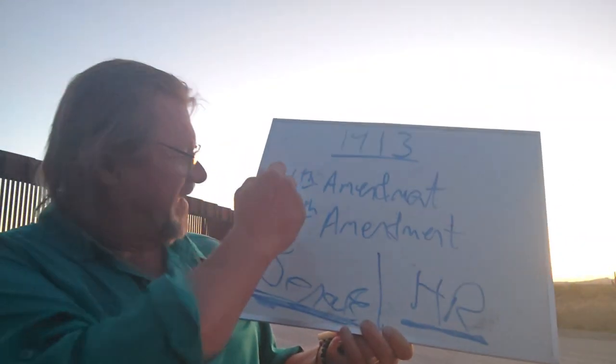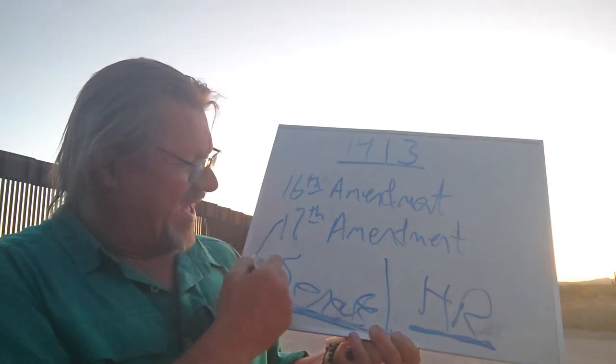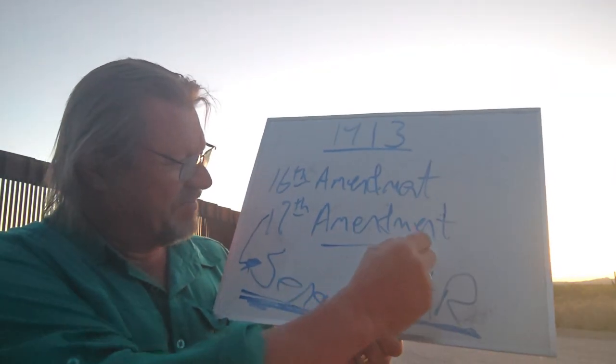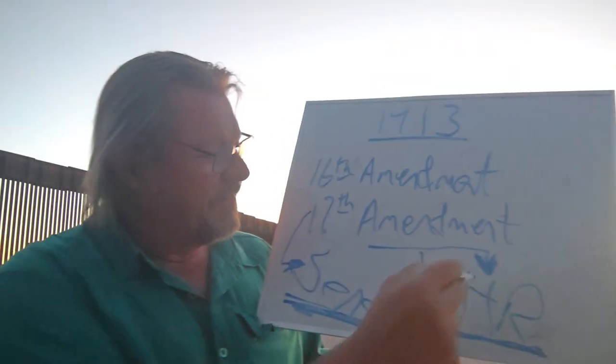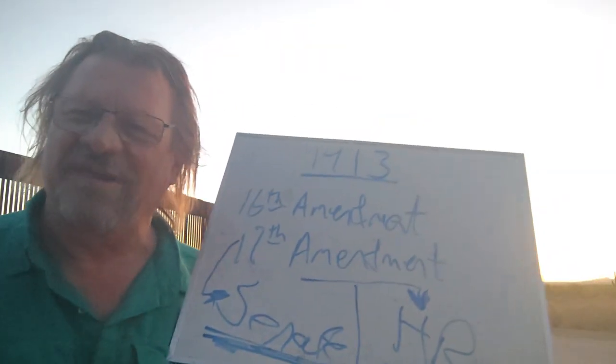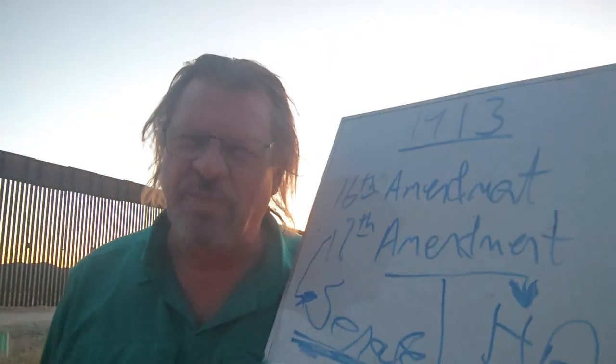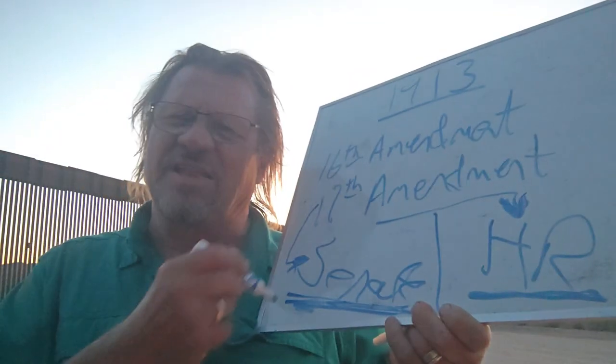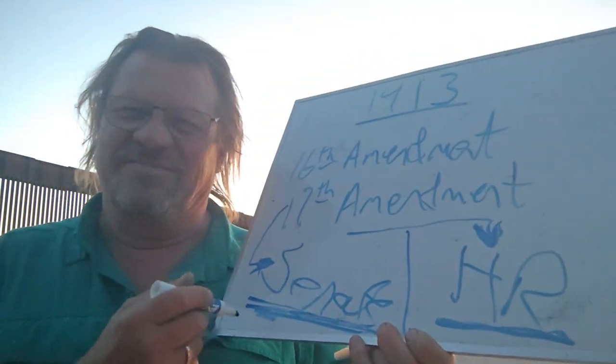But what happened? The 17th Amendment changed that. It made senators beholden to the same people that members of the House of Representatives are beholden to. And that is, they are directly elected by the people of each state, right?